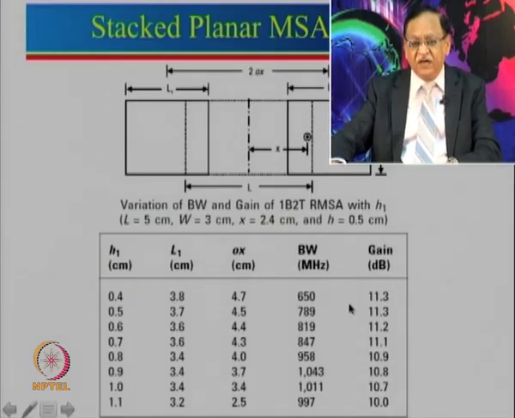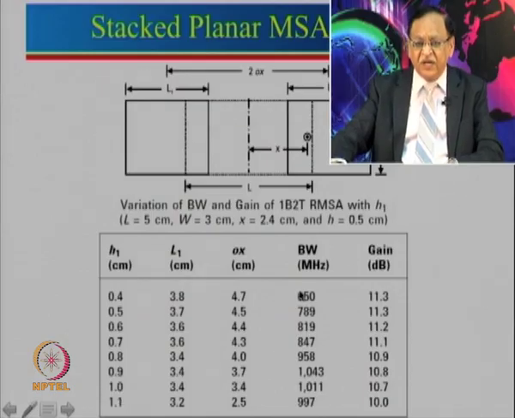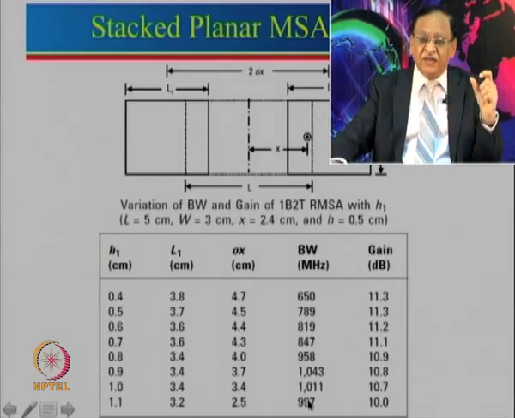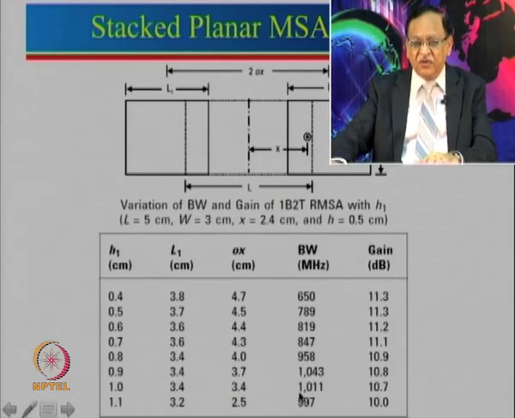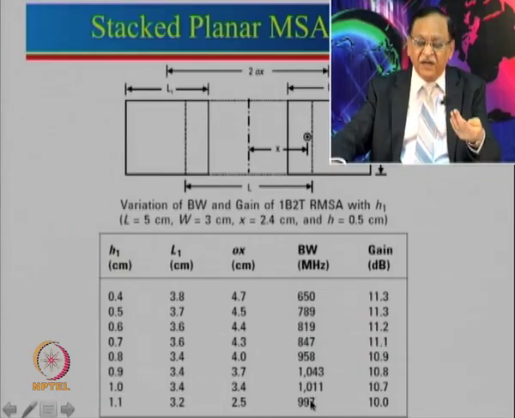Now, one can see the bandwidth. Since h1 is 0.4, 0.5, we are increasing it, and the thickness of the top patches is getting increased. We can see that the bandwidth is increasing from 650 and we cross the barrier of 1 gigahertz also, but after that the bandwidth starts reducing. The reason for that is that coupling is very weak with this particular height. So, the loop size becomes very small, and that is why the bandwidth obtained is not so good. So, this is not the value to be used effectively in the application.